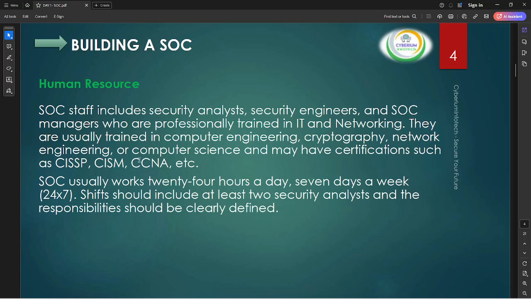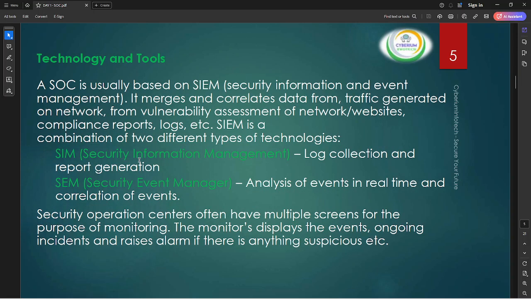After that there is technology and tools. After human resources you have to look into the technology and tools. SOC is usually based on SIEM, security information and event management. It merges and correlates data from traffic generated on the network, from vulnerability assessments on network websites, compliance reports, logs, etc. SIEM is a combination of 2 different types of technologies: log collection and report generation, and SEM, which is analysis of events in real time and correlation of events. Security operations centers often have multiple screens for monitoring. The monitors display the events and ongoing incidents, and raise an alarm if there is anything suspicious.